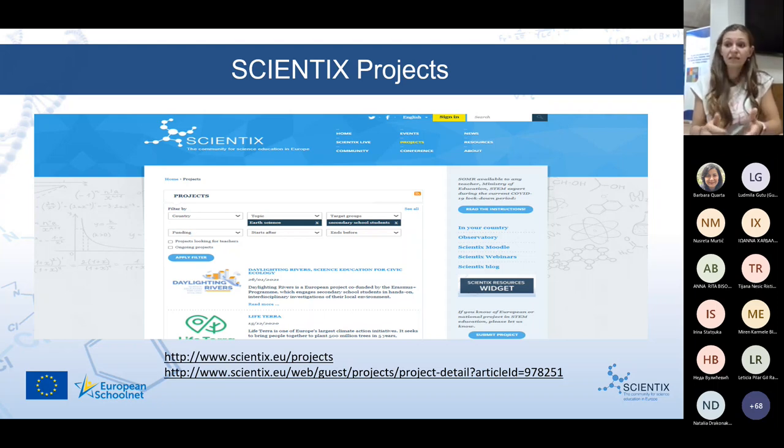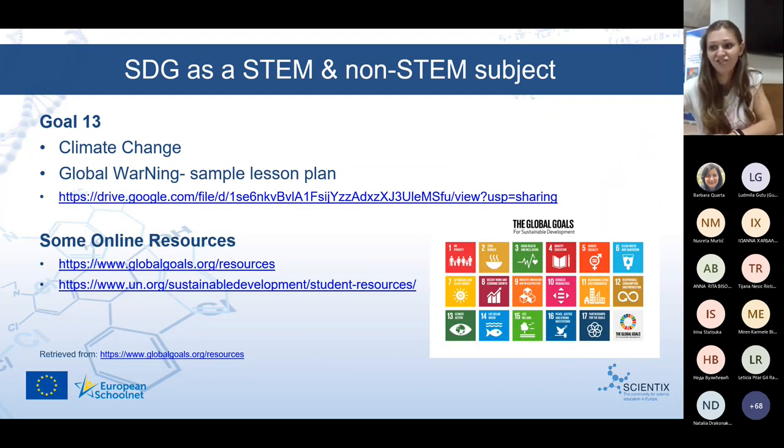It's conducted by LifeTerra, which is one of Europe's largest climate action initiatives. In this project, they aim to bring people together to plant 500 million trees in 5 years, harnessing and monitoring nature's own carbon capture mechanism and enabling citizens to take urgent action against the climate crisis. You can see the links here, and when you get the presentation after the webinar, you can go and check them.